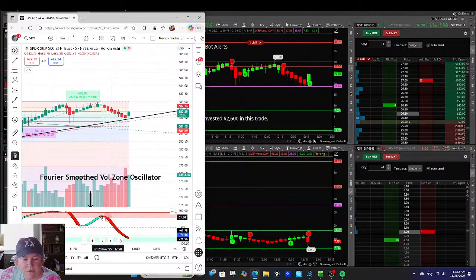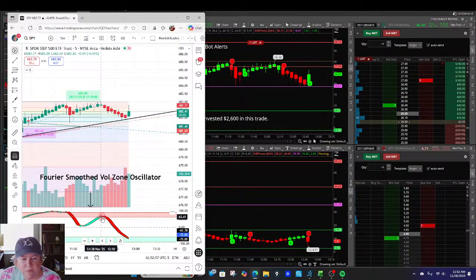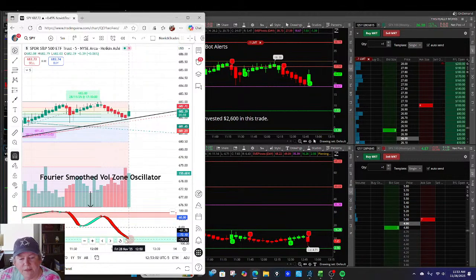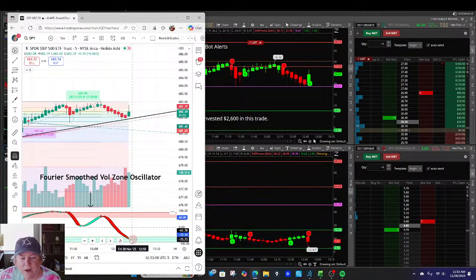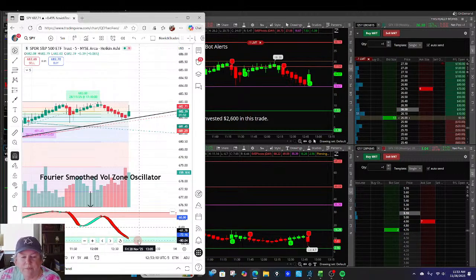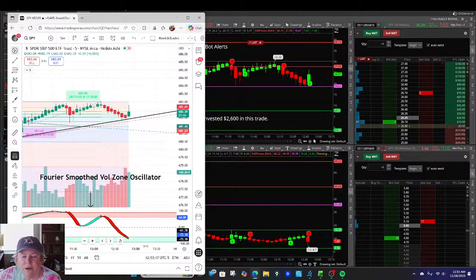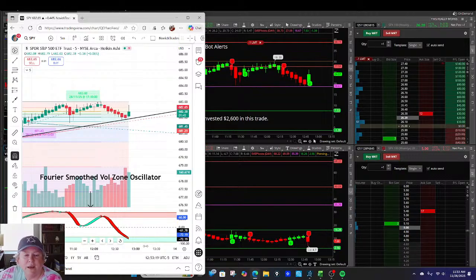Just a note on the Fourier smooth volume zone oscillator. It's a mouthful. This area in green means that this is oversold. And right now we're just waiting for a green circle, and that will show that the trend has changed. But it's in a good place right now, and we're just waiting for that.